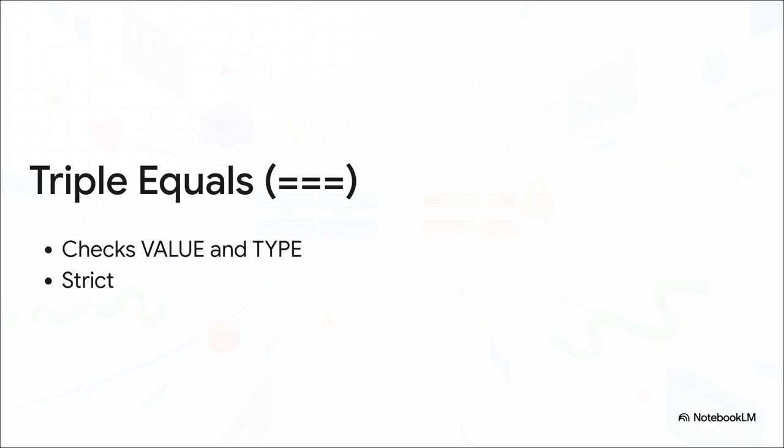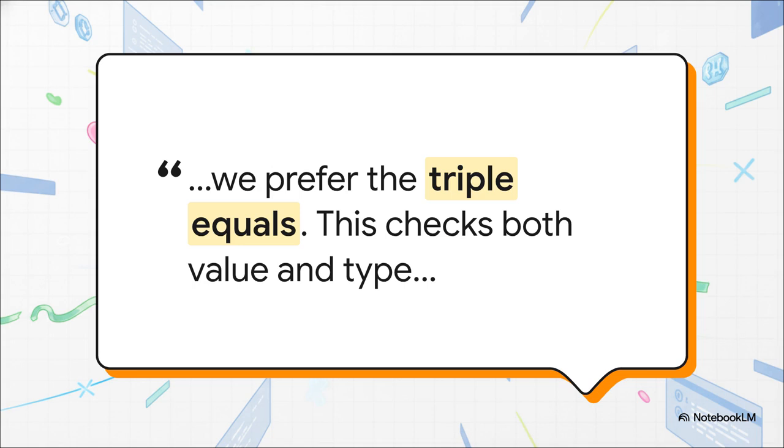This strictness is exactly what you need to build robust, reliable logic. I absolutely love this quote from our source material because it perfectly nails the industry standard. It says, "As a professional standard, we prefer the triple equals. This checks both the value and the type, ensuring your logic is strict and bug-free. Think of it as your ultimate safety net. If you're writing code for a client or an app used by thousands of people, you do not want JavaScript making wild guesses or coercing types behind your back. You want absolute predictability. Relying on strict equality means you know exactly what your code is doing 100% of the time. It's the gold standard for a reason."